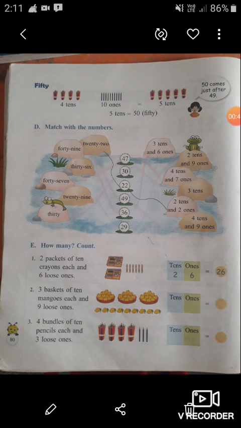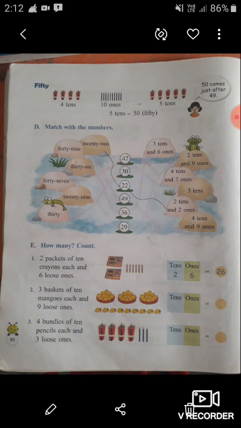So students, open page number 80. 50. In 50 there are 4 tens and 10 ones. When we take together 4 tens and 10 ones, we get 5 tens. It means 5 tens equals 50. 50 comes just after 49.